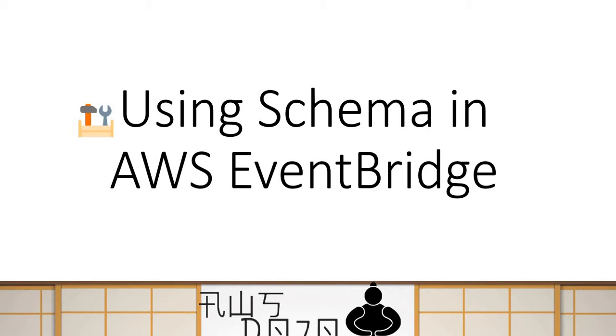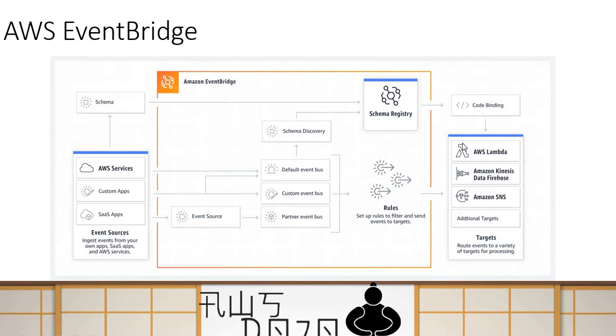Sometime back, I talked about how to use AWS EventBridge to publish event messages, route them to the right target, and process the message. Some of my audience asked how they can use schema with EventBridge. Here I am providing you a very small and to-the-point video about how to use schema within AWS EventBridge. So let's go over some of the fundamentals of EventBridge so that we set up the ground rules.